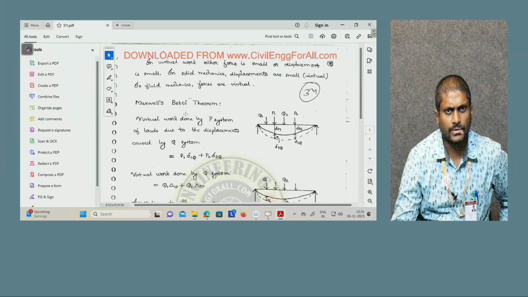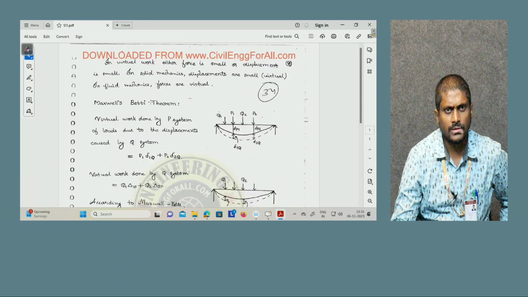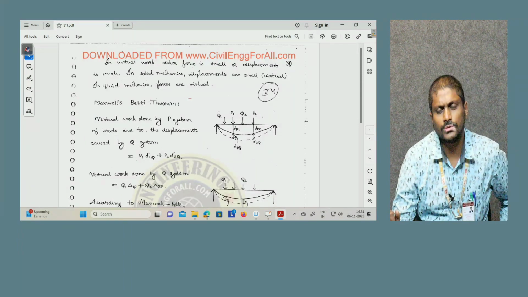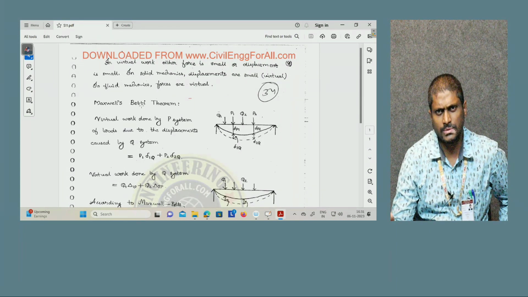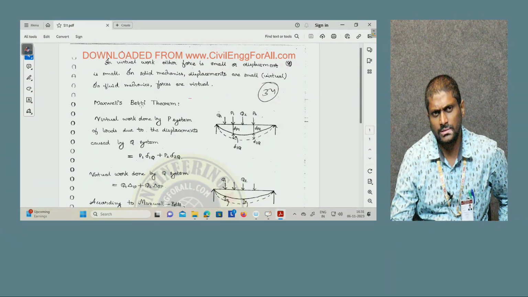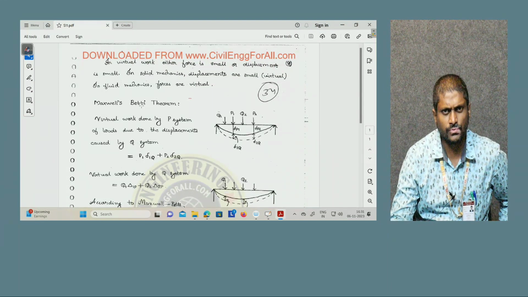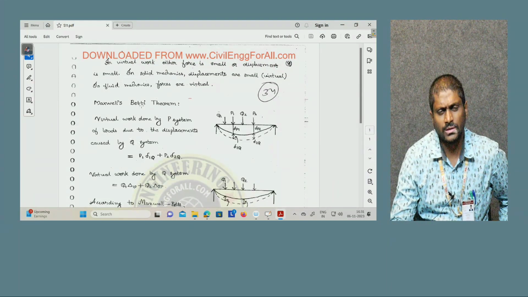Then you can continue this one. In virtual work either force is small or displacement is small. In solid mechanics displacements are small because it's virtual. In fluid mechanics forces are virtual, and there is another method.